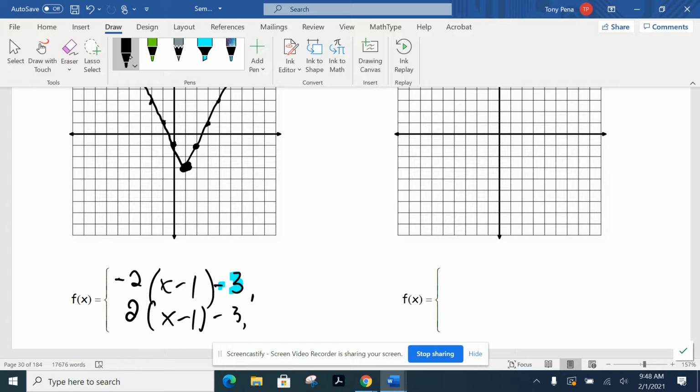Domain for this one, this guy has an x coordinate of 1 right here. So on the left side, it's all x values that are less than 1. And on the right-hand side, all x values greater than 1. All right.